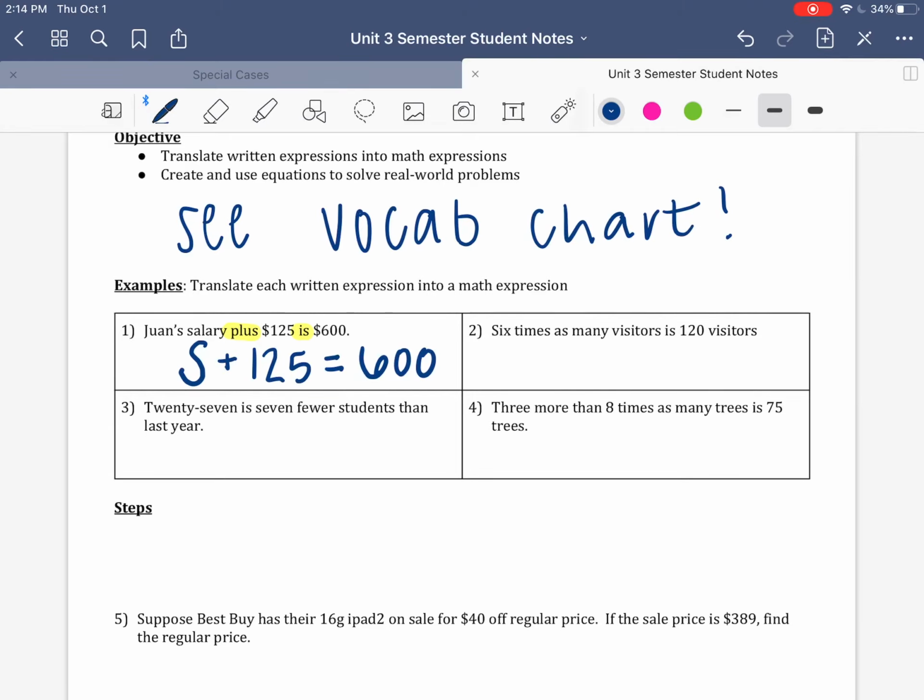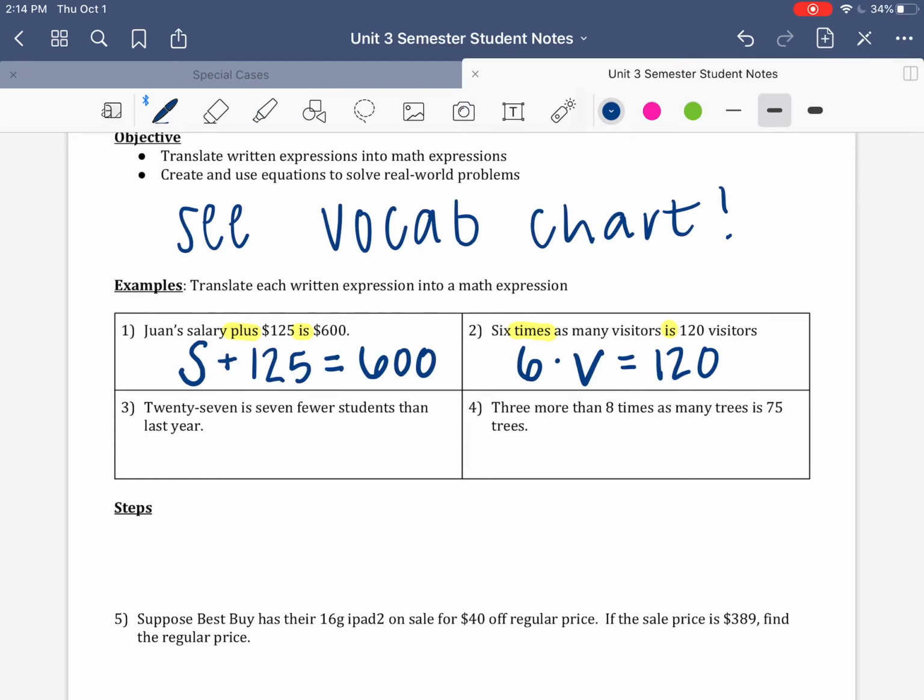Number 2 says 6 times as many visitors is 120 visitors. Well, we don't know how many visitors there are. We don't know the actual amount. So I'm going to use the letter V for visitors, and I'm going to say 6 times. So times is my buzzword there, meaning multiply. So 6 times however many visitors there were. Then I see that word is again, so equals 120.